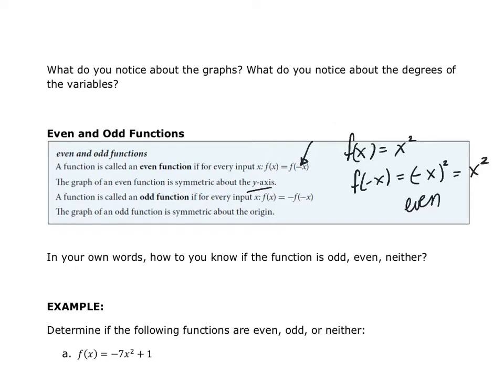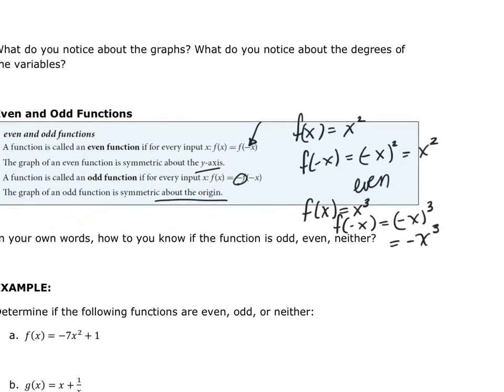Now, I'm going to go back to the toolkit function f of x equals x cubed. If I put in a negative x here, then I'm going to get negative x, the quantity cubed, which is going to give me negative x cubed. So if we put in a negative x, and then we get a negative of the function, then we say this is odd and is symmetric about the origin.